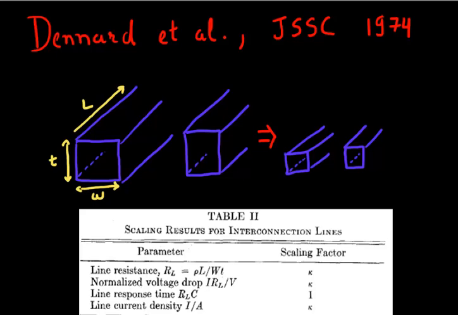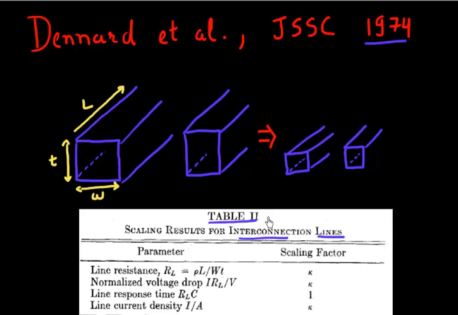Another pitfall of this scaling theory that Mr. Dennard pointed out in his JSSC 1974 paper was regarding scaling of interconnect. This paper is most known for the table which had the scaling results for the transistor. But Mr. Dennard also looked at the scaling of interconnect lines in this paper as well.